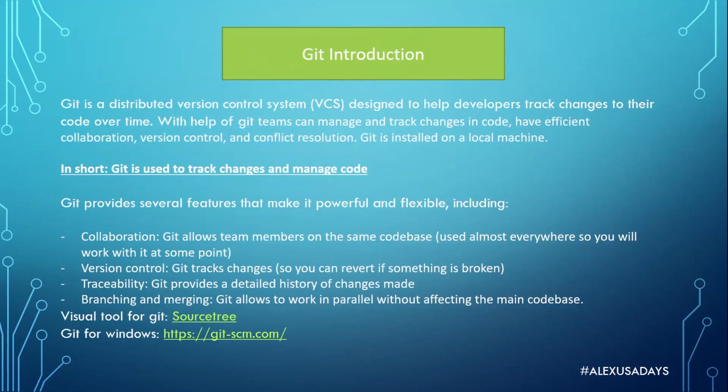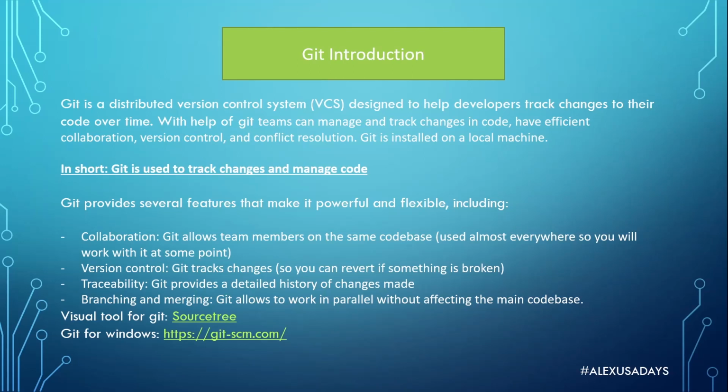So what is Git? Git is a distributed version control system designed to help developers track changes to their code over time. With the help of Git, teams can manage and track changes in code, have efficient collaboration, version control, and conflict resolution. Git is installed on a local machine. So, in short, Git is used to track changes and manage code.